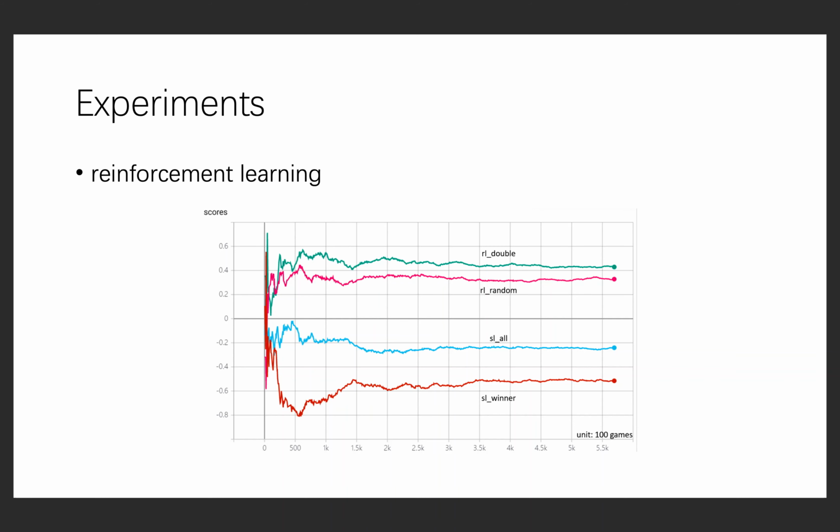The supervised all model has minus 0.24 points, and the supervised winner model has the lowest score, only minus 0.51. It can be seen that reinforcement learning models are much better than imitation learning models. And after using double desks to reduce the effect of high variance, the reinforcement learning double model achieved the best performance.